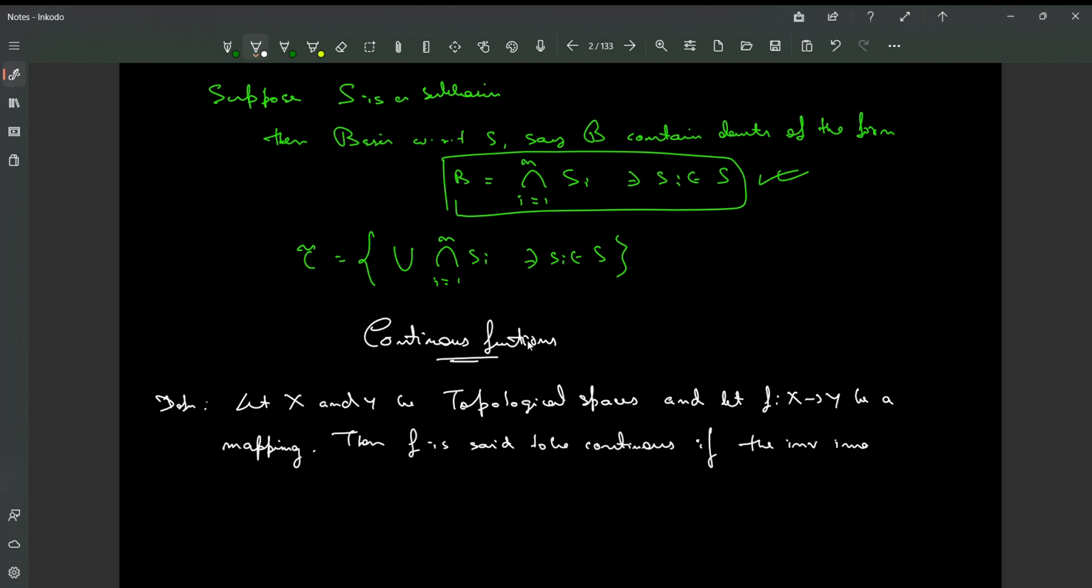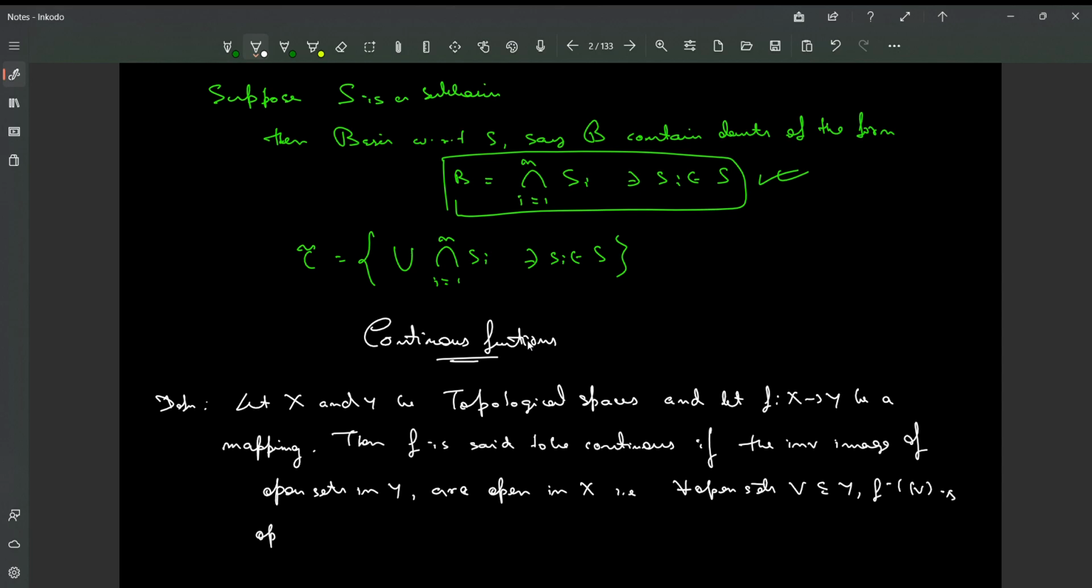If the inverse image of open sets in Y are open in X, that is, for all open sets. So if you choose an open set V from Y, then the inverse image of V is open in X. That's the precise definition. Clear?